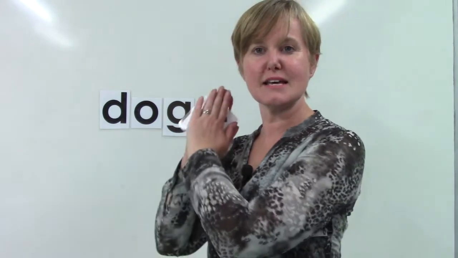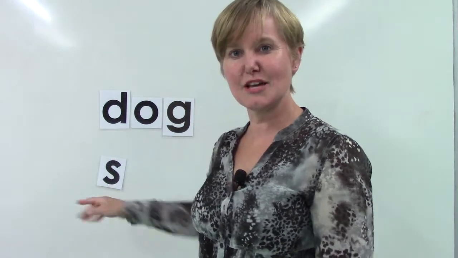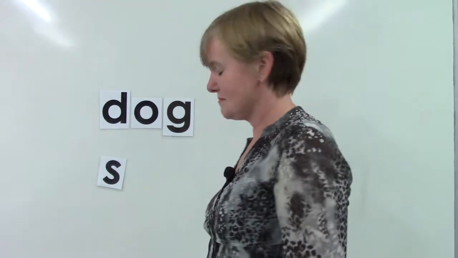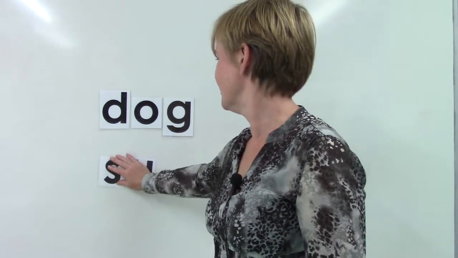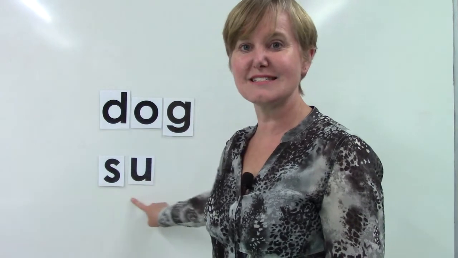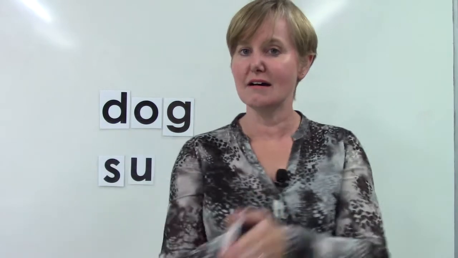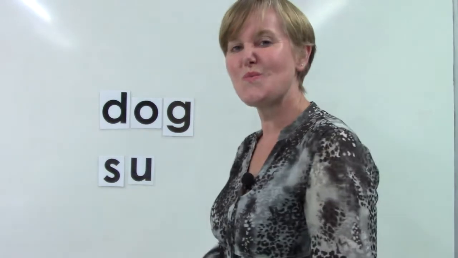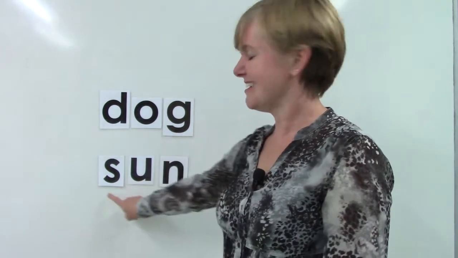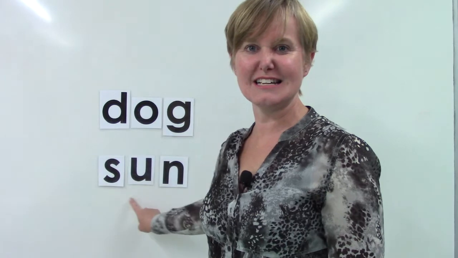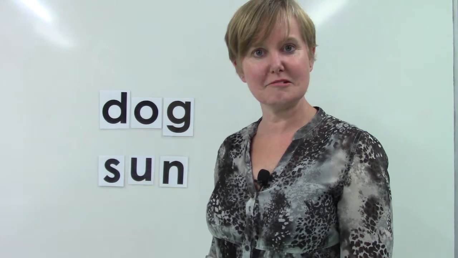Well, let's put those sounds on the board. Our first sound was s. S, s. What vowel says u? You're right, like umbrella. U. And our word had s, u, n, 3 sounds. What is our final or last sound? N. Let's say them together. S, u, n. Sun. We just spelled sun.